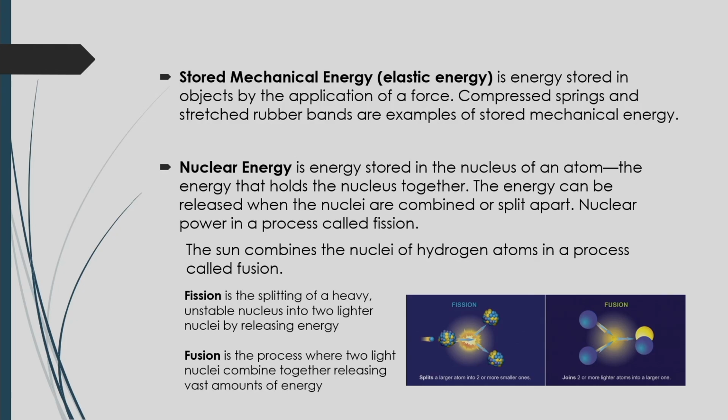releasing its energy. So, that is why fission is one process by which you can get energy, just by splitting a heavy unstable nucleus into two lighter nuclei. Whereas fusion is the process of releasing energy by combining two lighter nuclei together into a combination that releases this vast amount of energy.